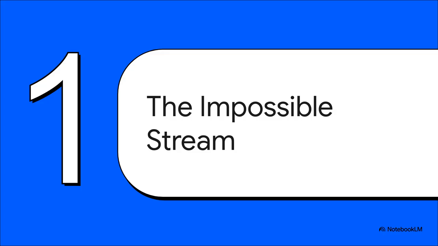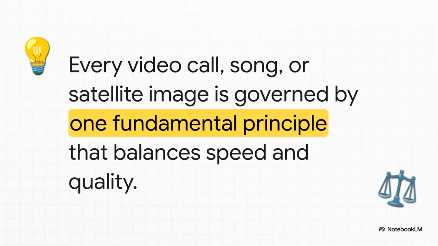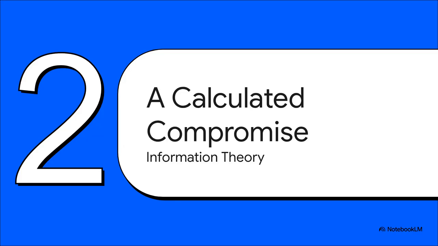Because what looks like an impossible stream of data, it's not magic. Not at all. It's actually a super clever, very calculated compromise that's happening billions of times a second, all over the planet. And what's really incredible is that it doesn't matter if it's a video call, a song you're streaming, or even a satellite image. The exact same fundamental principle is running the show, balancing what you see with how fast you get to see it.